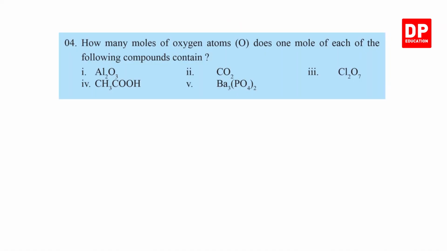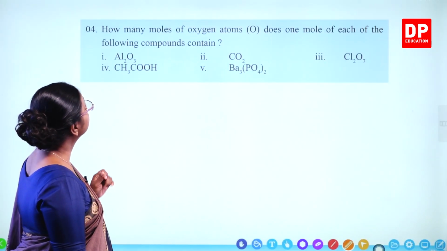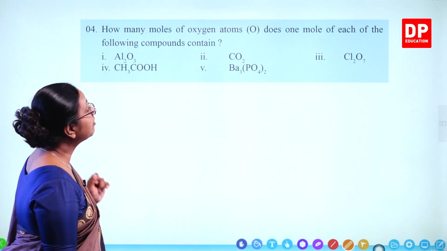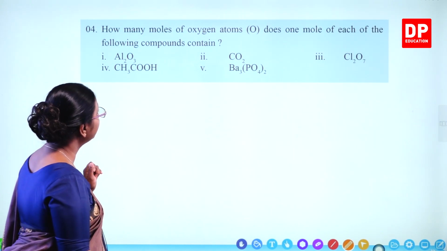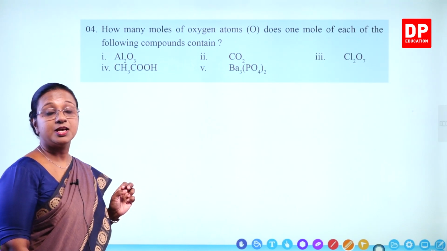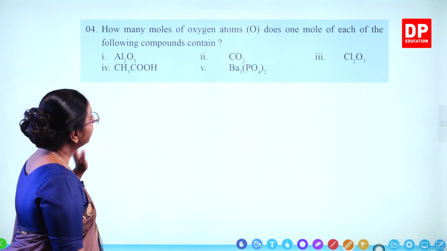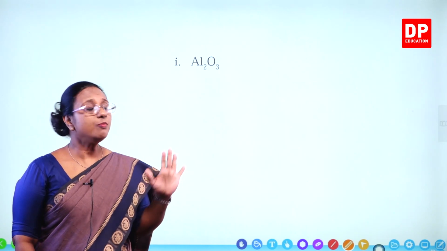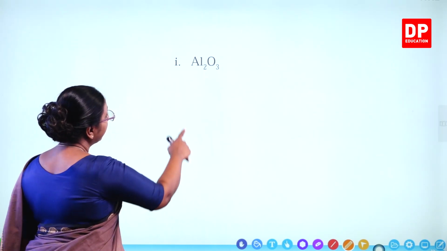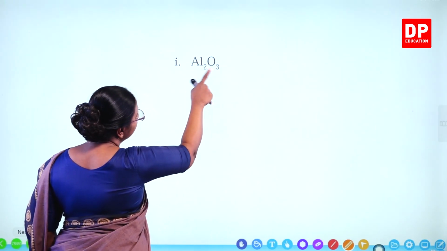That is the 4th question given in your textbook. How many moles of oxygen atoms, that is O, does 1 mole of each of the following compounds contain? You know the way to answer this question. I will show you. So the first one, aluminium oxide. Now how many oxygens are there? If you look at one molecule, you can see the formula Al2O3.